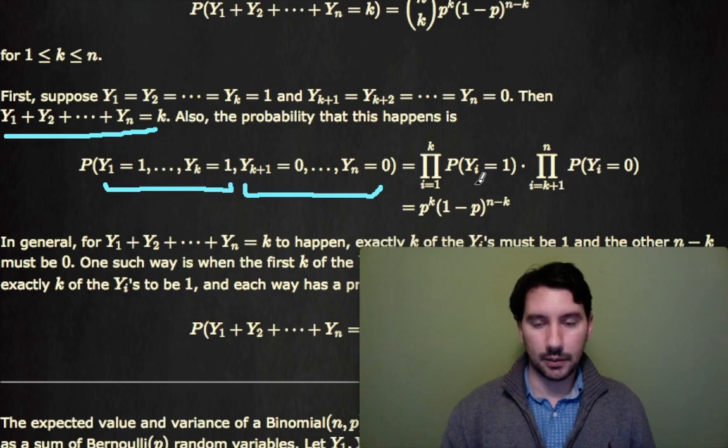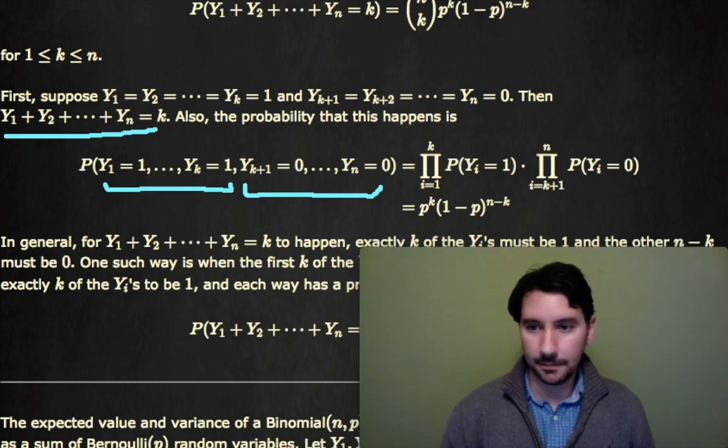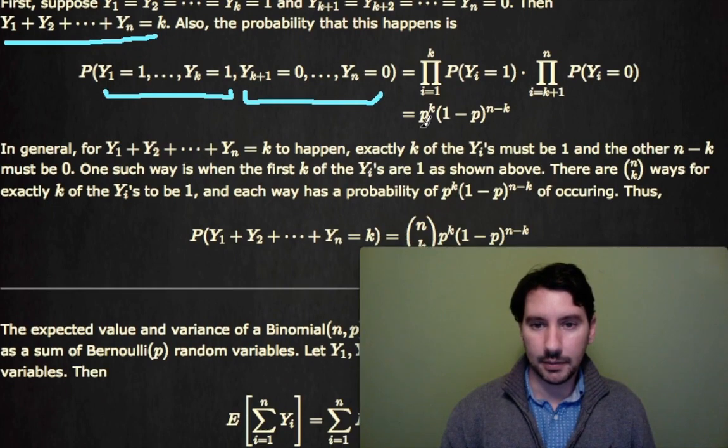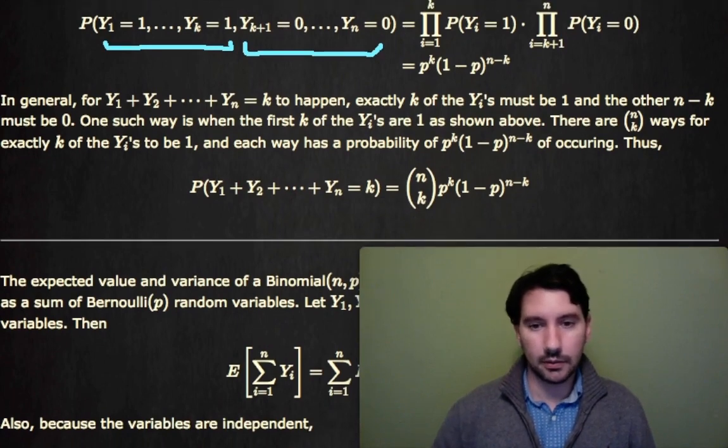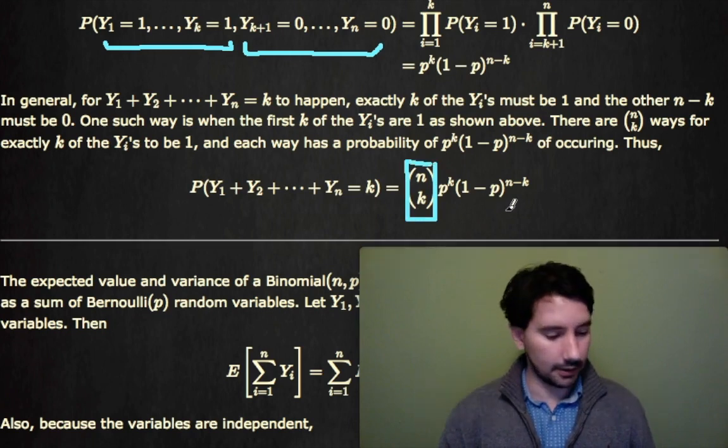is the product of the probabilities from i equals 1 to k, the probability that Yi is 1, times the probabilities of the Yi being 0 from k plus 1 to n, because of independence. So it is important that these are independent. Don't ever forget that condition. And so this is p to the k and 1 minus p to the n minus k. As I talked through just a second ago, it doesn't have to be the first k that succeed, it could be any k, and there are n choose k ways to have k 1s and n minus k 0s.